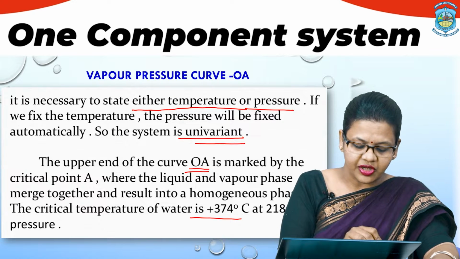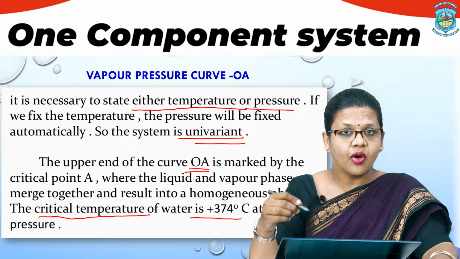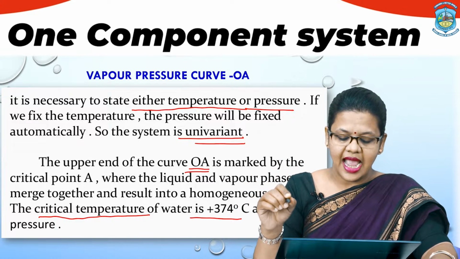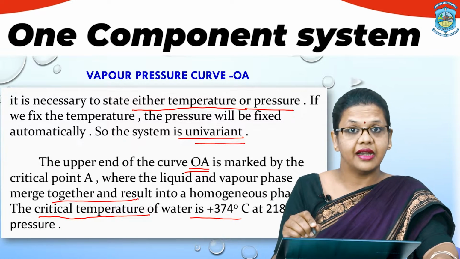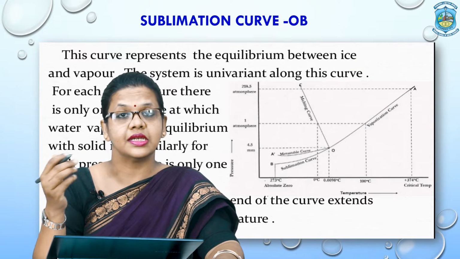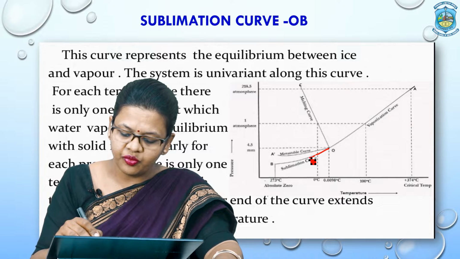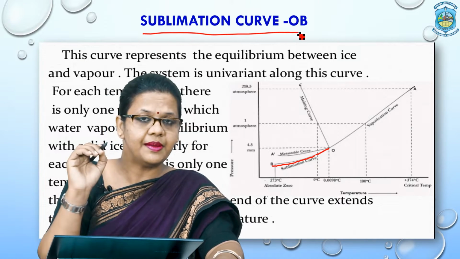So, this temperature is known as the critical temperature of water, beyond which if you go, there will be only vapor phase, and the liquid and vapor phases ultimately merge together and it appears as a homogeneous system. Now, moving to the second curve, which is the OB curve. This is the OB curve and it is known as the sublimation curve.